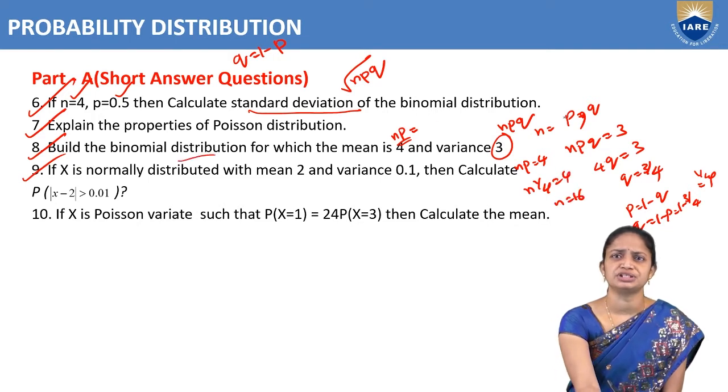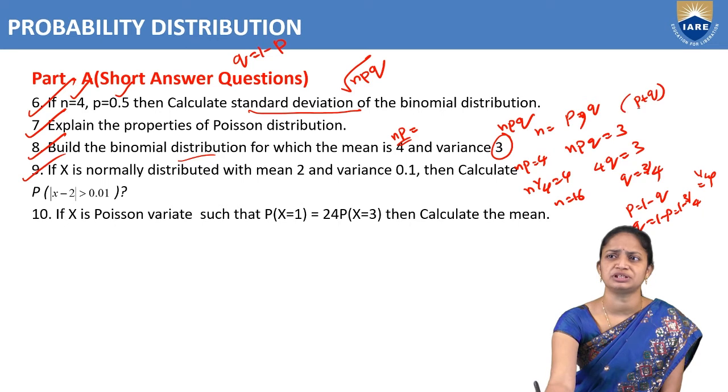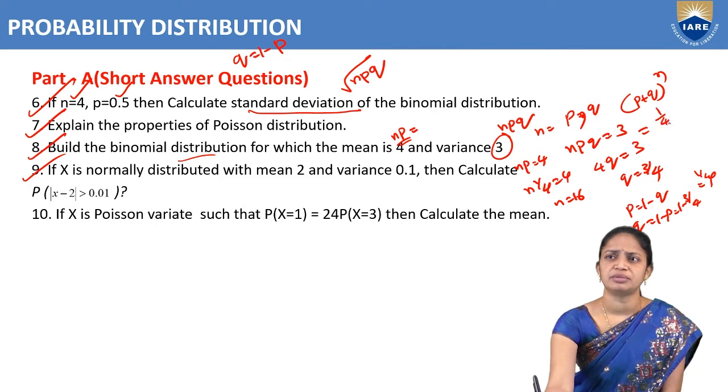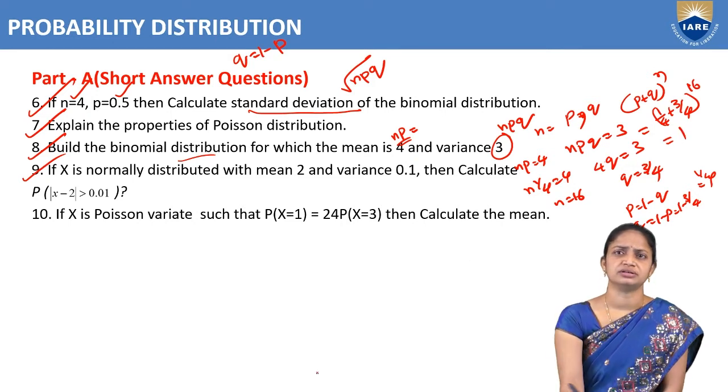So what is the binomial distribution? Here the binomial distribution is (P plus Q) whole power N. So that is (1 by 4 plus 3 by 4) whole power 16, and that is always equal to 1.